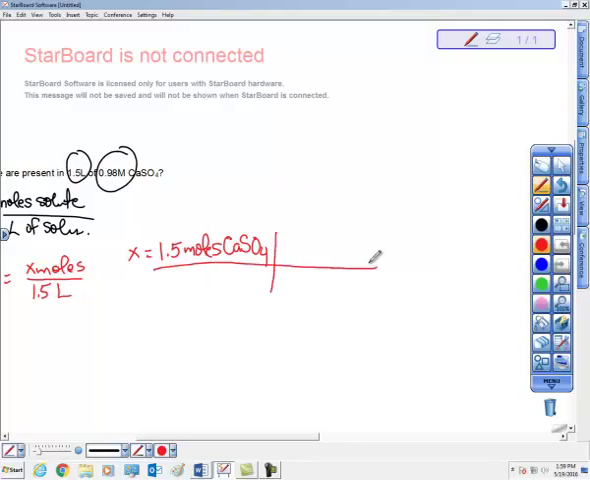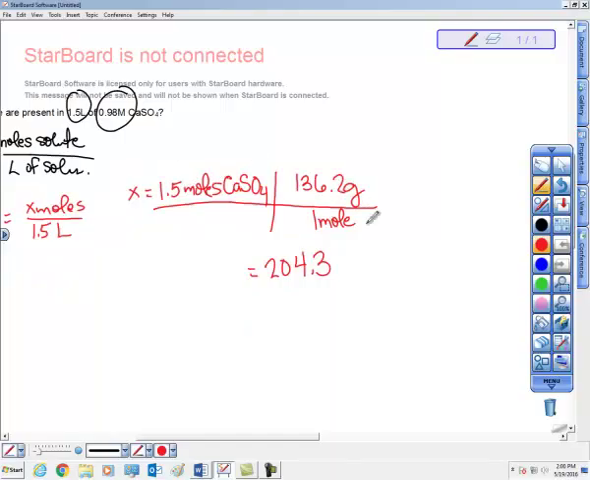Calcium has a molar mass of 40.1. Sulfur is 32.1. And then your oxygens are 16 each. I got a molar mass of 136.2 grams per mole. So 1.5 times that. 204.3 grams. Now, we should probably be sticking to this whole 2 sig fig thing. So look at this answer. 204.3.